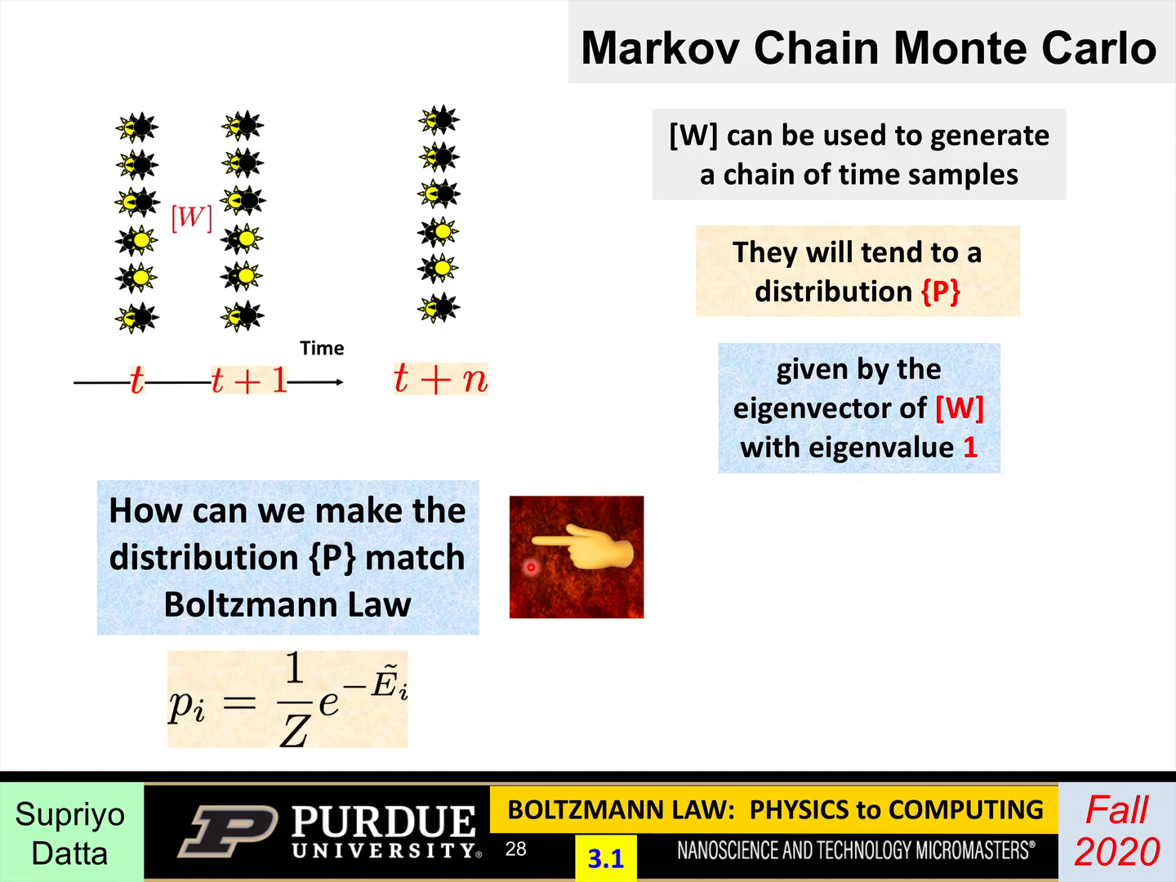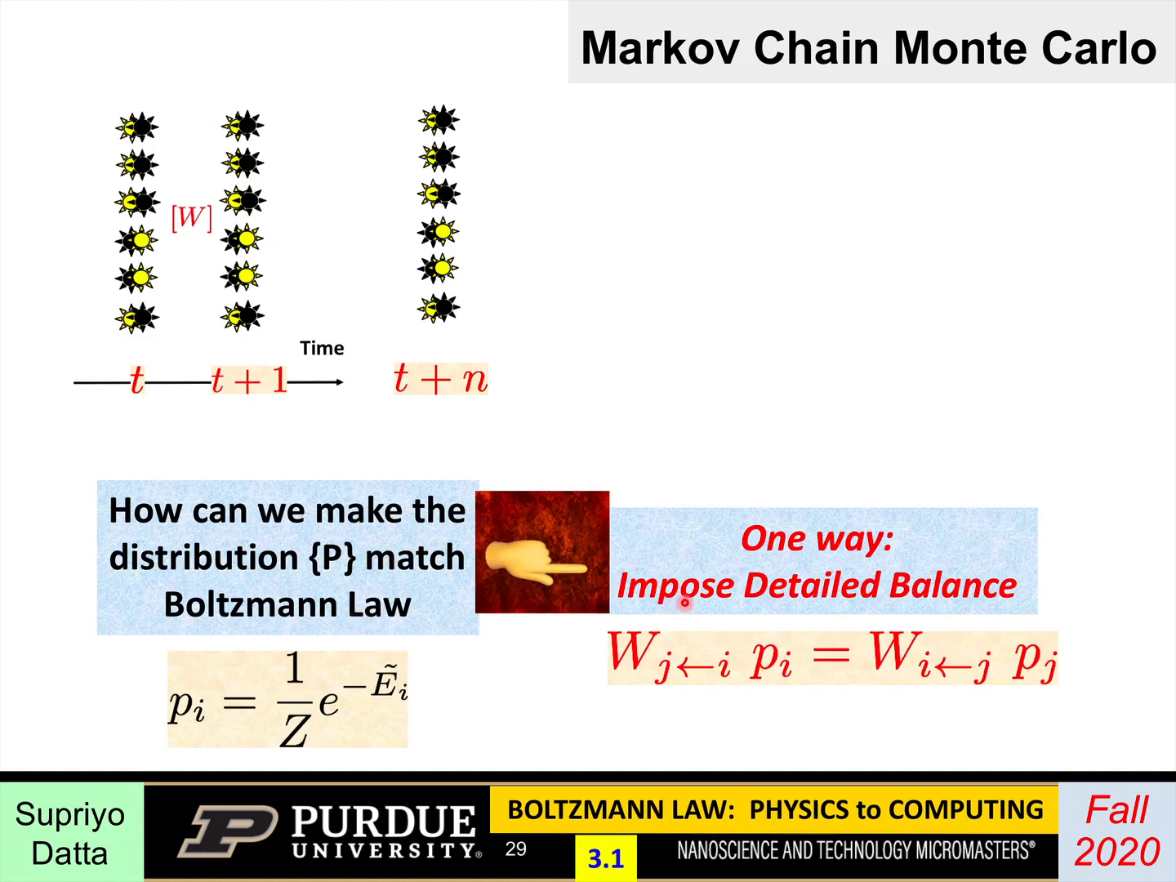Now, how do we make it match? How can you make this stationary distribution match it? One way is to impose detailed balance, which means we require that Pi times Wji, the probability the system has a configuration i times the probability that it will then go to j, should be equal to the reverse, that is Wij times Pj.